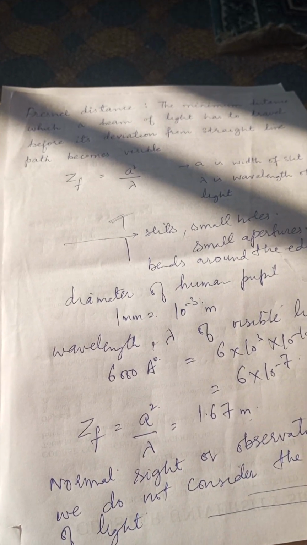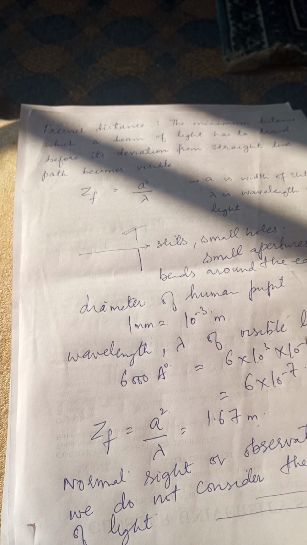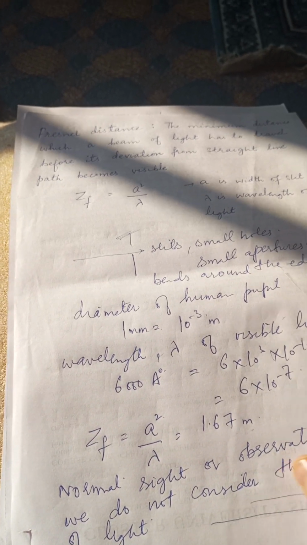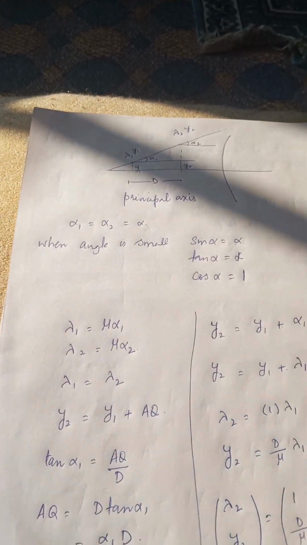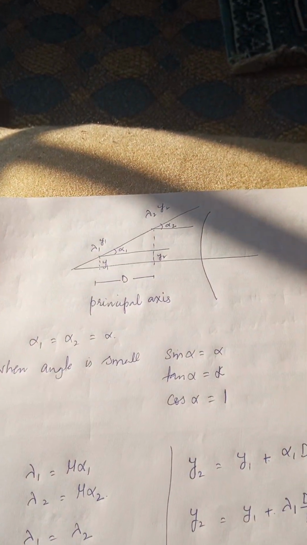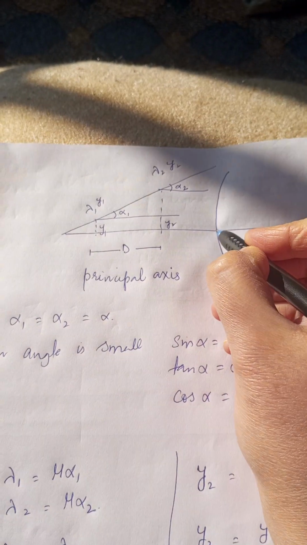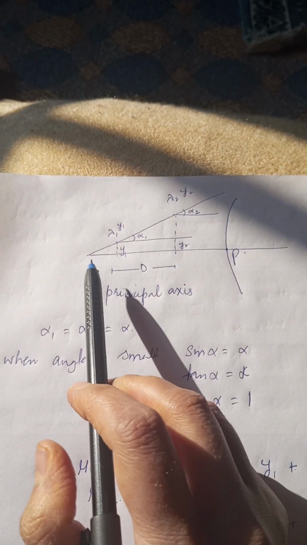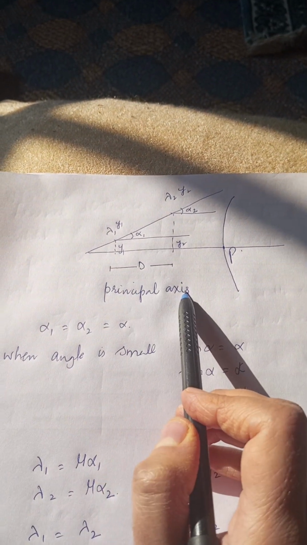Right. Now after having the knowledge of all these things, ray optics, wave optics, Fresnel distance, geometric path, optical path, we can come to the main topic, that is paraxial nature of light. ठीक है. Paraxial में हम क्या करते हैं? We consider a lens. Now this is the pole of the lens, and we know that the axis that passes through the pole of this lens is called the principal axis.